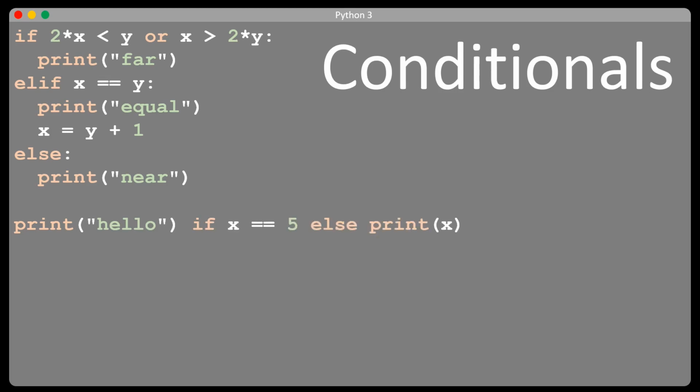Python has a quirky specialty which is called conditional expression. In a conditional expression, the if statement follows another statement. In this example, we print hello but only if the condition in the following if statement is true. So we print hello if the variable x is 5. If x is not 5, we print the content of x.